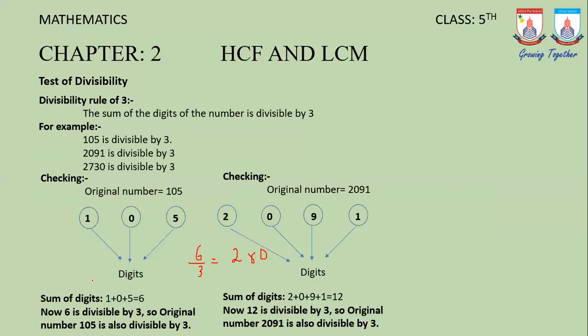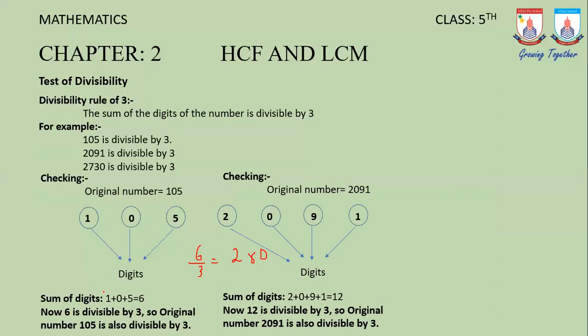Next example. The original number is 2091. The sum of the digits 2, 0, 9 and 1 is equal to 12. Now we know that 12 is divisible by 3. So the original number is also divisible by 3.